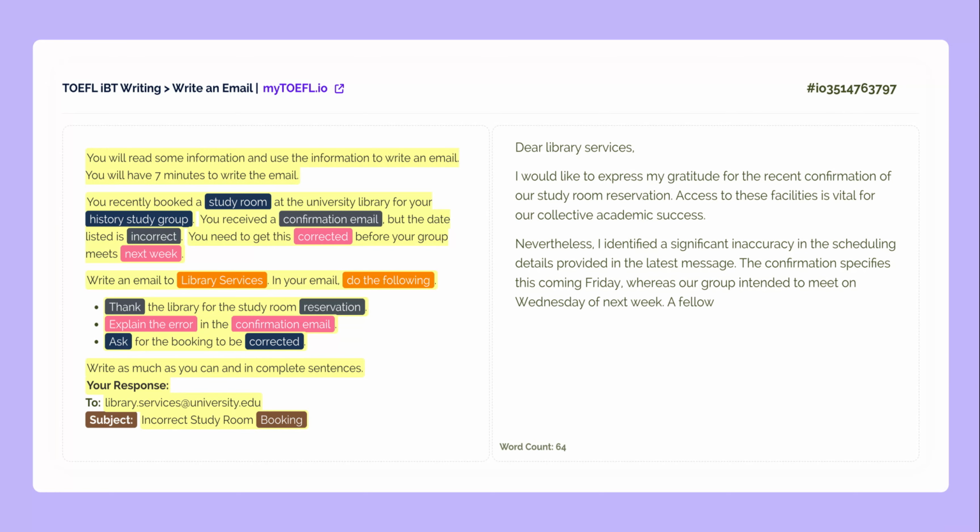A fellow student noted that the reservation interface can be difficult to navigate, which may explain why the incorrect date was recorded during the process. To be helpful, we add context.